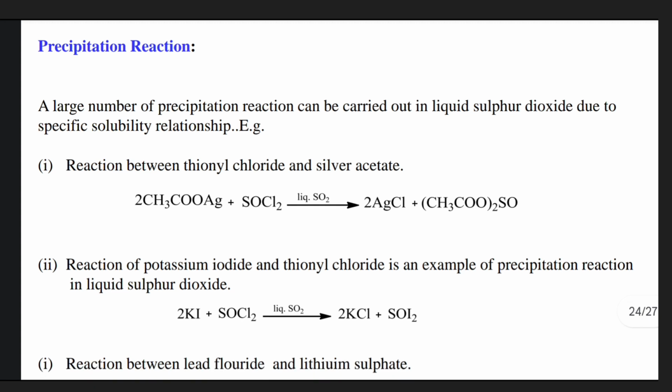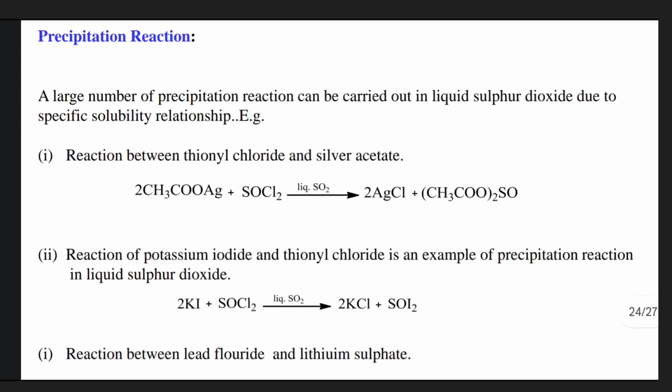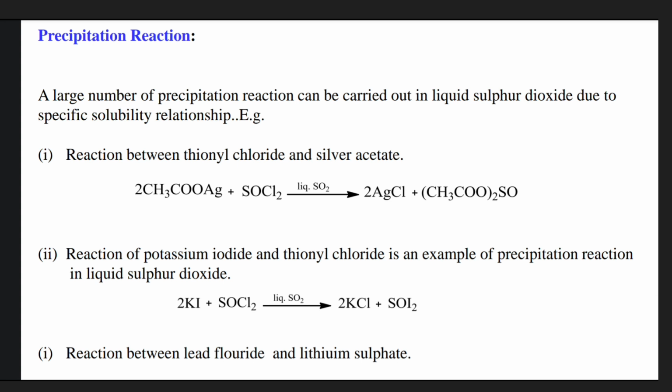Precipitation reaction. A large number of precipitation reactions can be carried out in liquid sulfur dioxide due to specific solubility relationships. For example, the reaction between thionyl chloride and silver acetate gives out silver chloride plus (CH3COO)2SO. Second, the reaction of potassium iodide and thionyl chloride is an example of a precipitation reaction in liquid sulfur dioxide. So, potassium iodide plus thionyl chloride gives out potassium chloride plus SOI2.